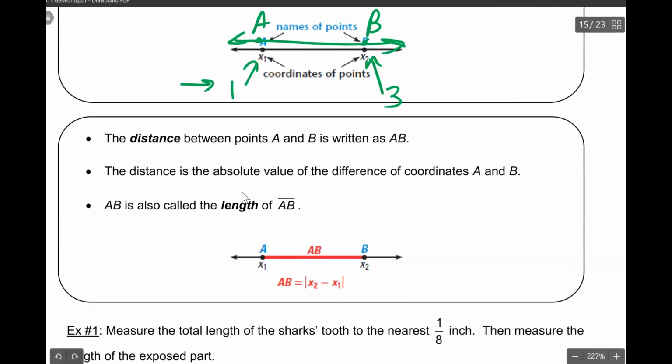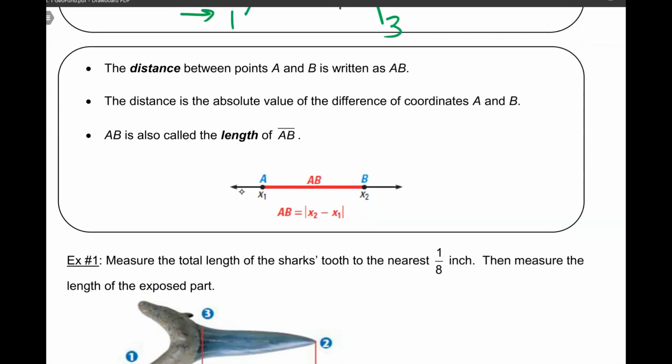All right. The distance between A and B is just written as the capital letters. Notice there's no lines above, there's no segments. And the distance is the absolute value of the difference between points A and B, because we want distance to be positive. These are the train tracks. Nice job. And train tracks are parallel. They never touch. So the absolute value of the difference between A and B.